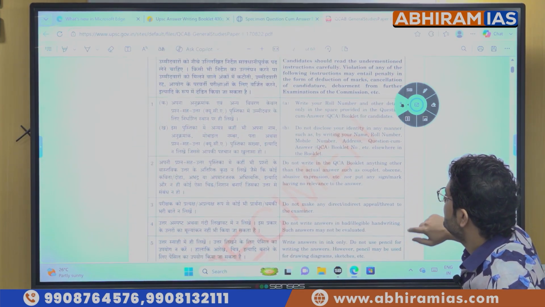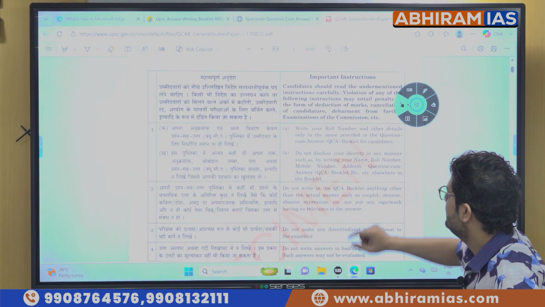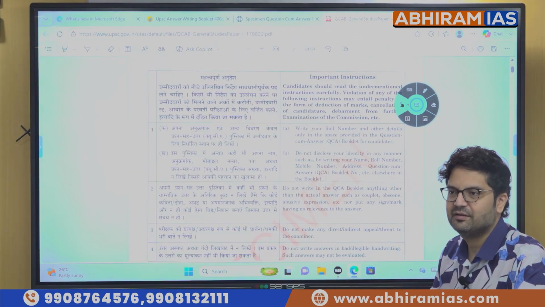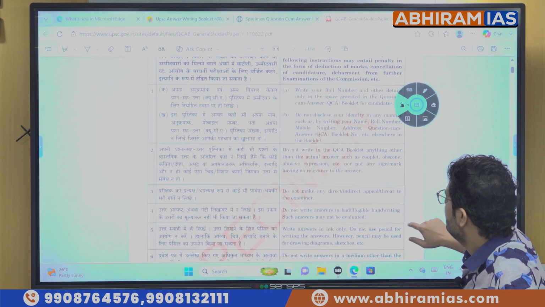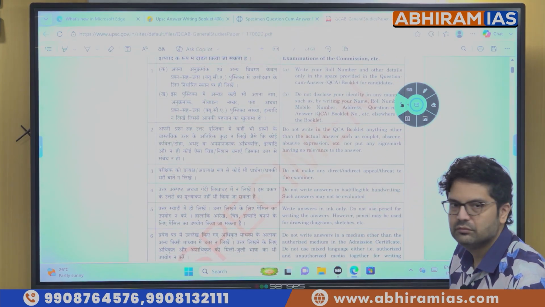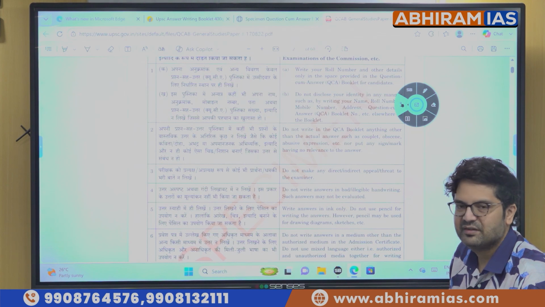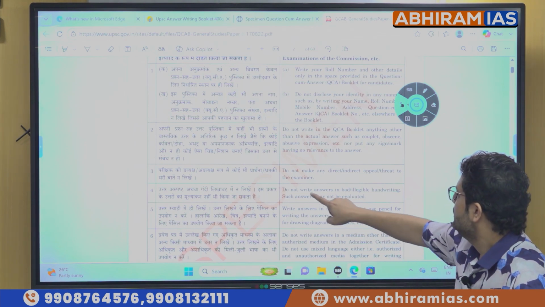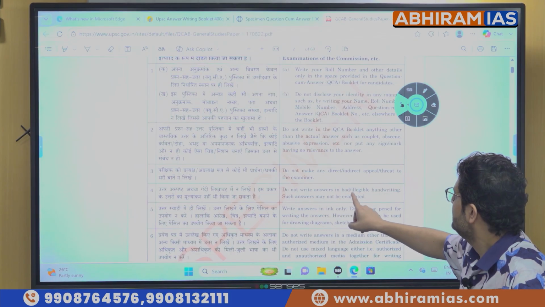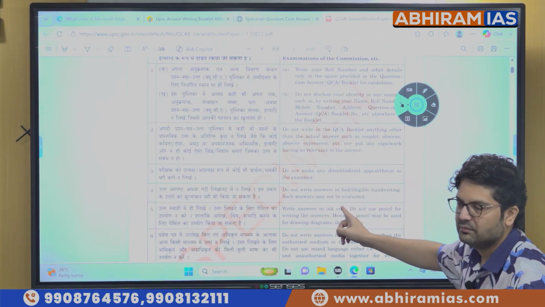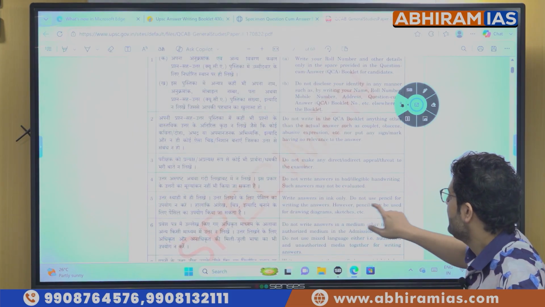You have the instructions. Do not disclose your identity in any manner. Don't try to name somewhere. 500 rupee note inside. Please take it, and of course not. Do not make an indirect appeal or threat to the examiner that if you don't give me good marks, I'll find you and I'll murder you. Then, do not write answers in bad, illegible handwriting. Such answers may not be evaluated. So clear.